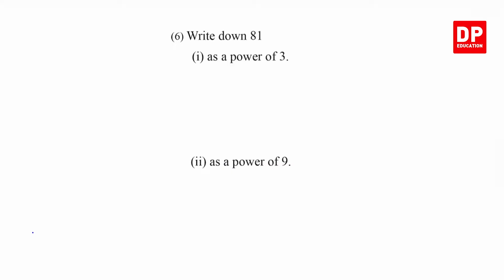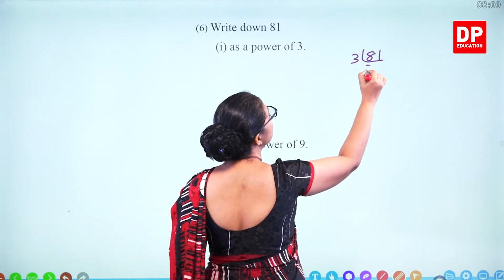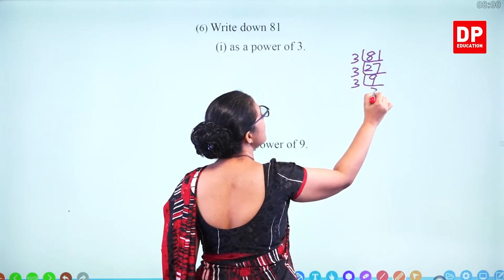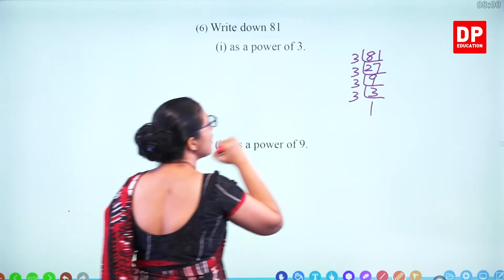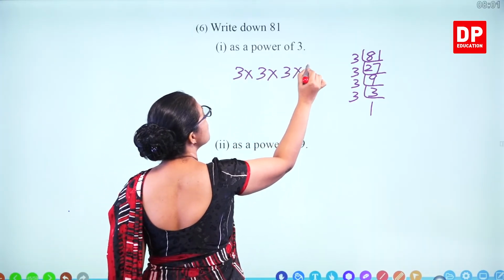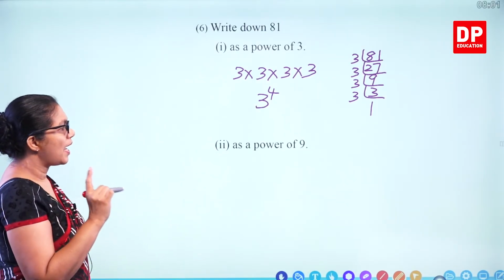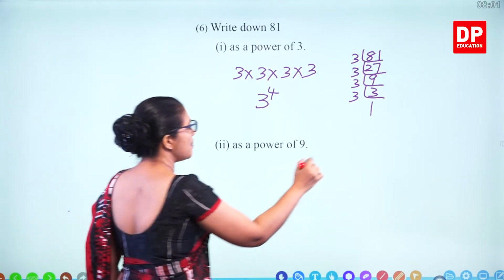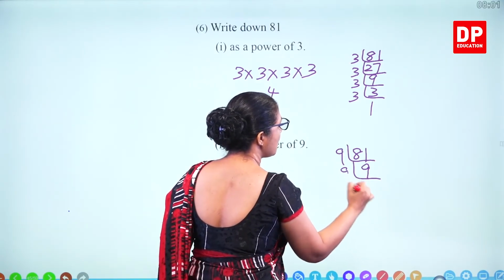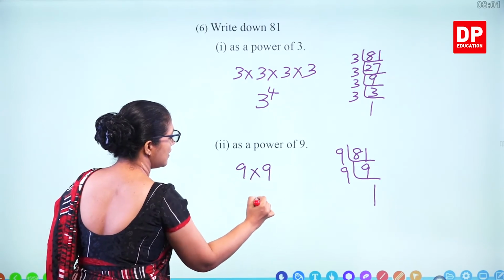81 as a power of 3. 81 divide by 3. Divide by 3 again, 3 again, till you get 1. 3 times 3 times 3 times 3. 3 to the power of 4. As a power of 9, that means divide by 9. 9 times 9, 81. You get 1. So 9 times 9, 9 squared.